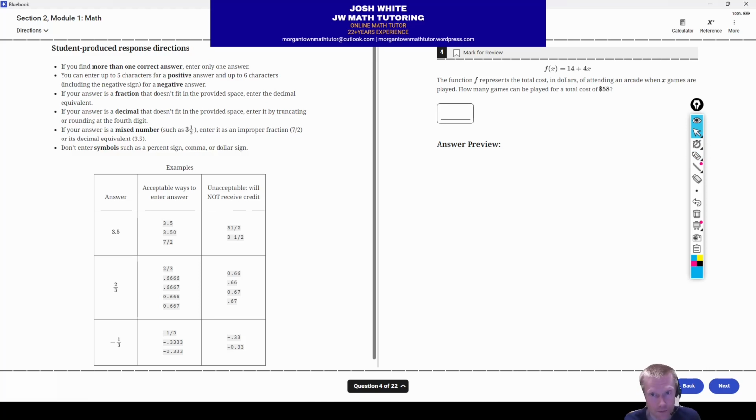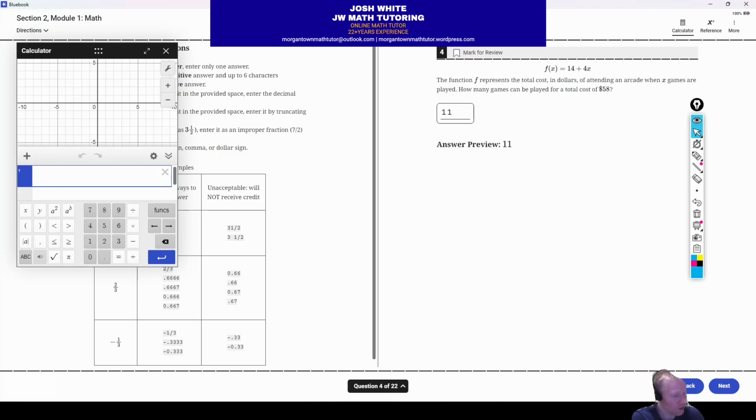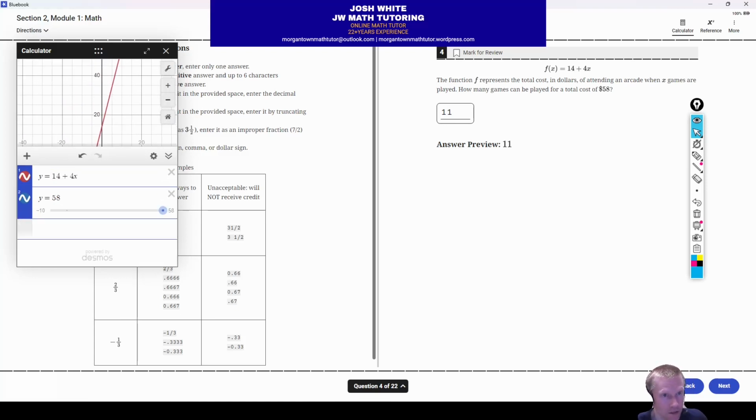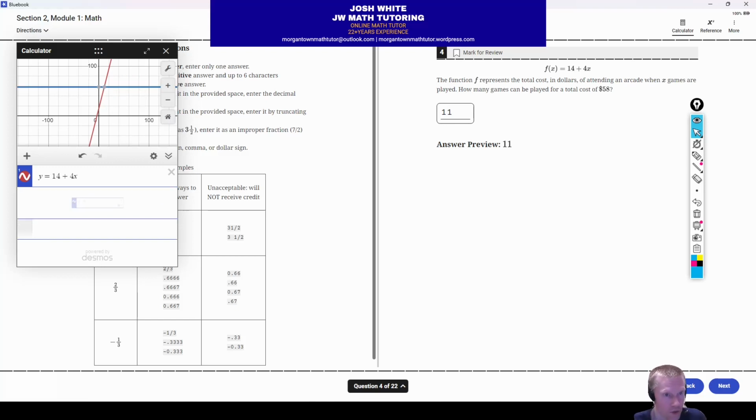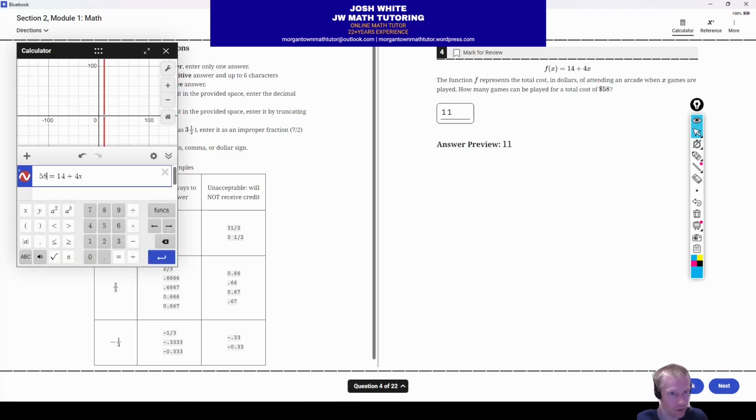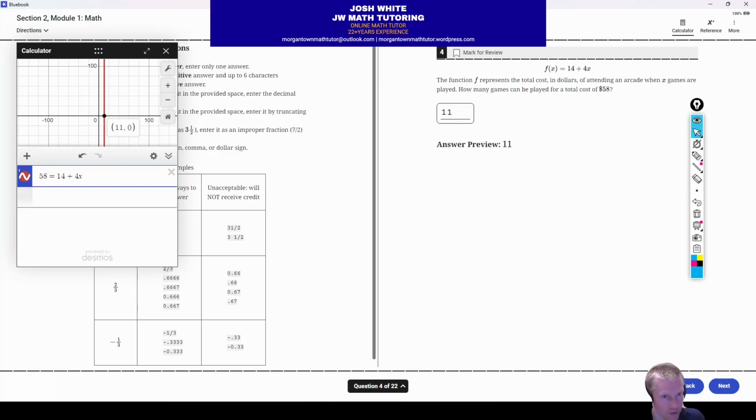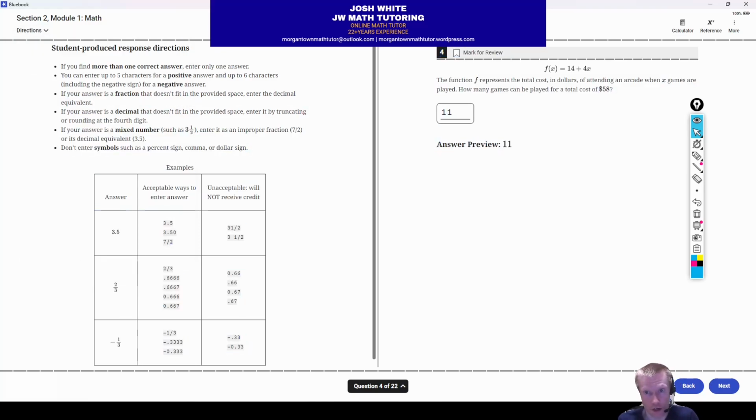Now, I will also mention that you can do this in Desmos as well. There's multiple ways you could do it. You could graph y equals 14 plus 4x, and then you could graph also y equals 58, and you could see where those two lines intersect. They intersect right here, and the x value of this point, which is 11, that's your answer. Or you could also technically just type in the whole equation and then see what the value of the x-intercept here is, which is 11. So that method will work as well. So we get the same answer of positive 11.